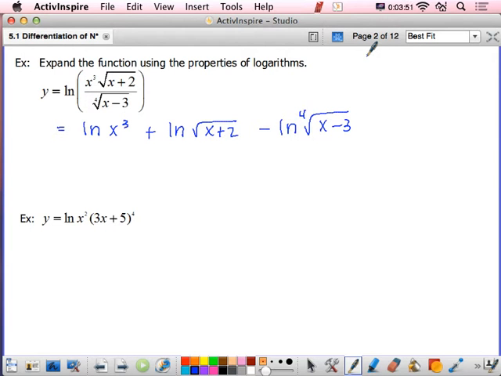Okay, so that expanded it out into 3 separate logs. And now we're going to use the power property to bring the exponents down and make them coefficients. So this will be 3 natural log of x. And then anytime you have a radical, you need to remember to think of that as a fractional power. So this would be x plus 2 to the 1/2 power. So we can bring the 1/2 to the front and just leave the natural log of x plus 2. And here, as long as we keep the minus out front, we could make this to the 1/4 power and bring the 1/4 to the front.